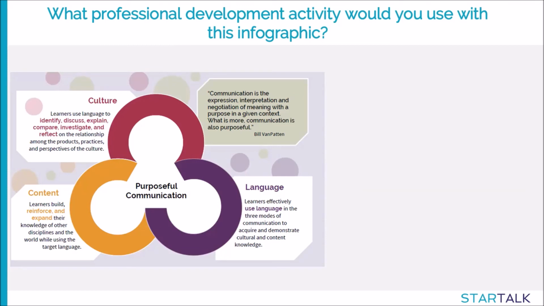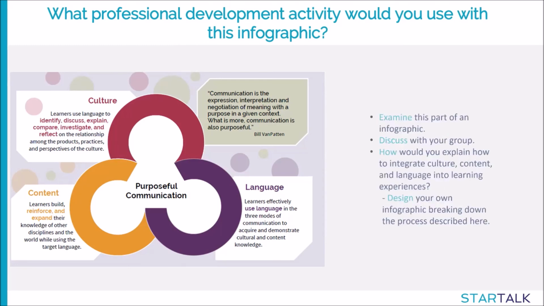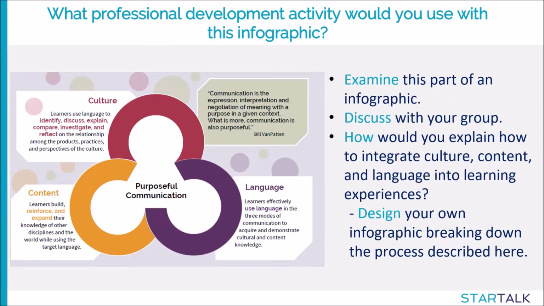Okay, here is this one about this very complex topic, which is integrating culture, content, and language. What professional development activity would I use with this one? Again, examine this part of the infographic individually. Always had them read on their own first so they can take their time to make meaning, discuss with their group. And this one, I think, is getting close to an acquire, process, and then pieces of an apply. It's not applying the skill of culture, content, and language, but it's applying understanding of what this concept is.